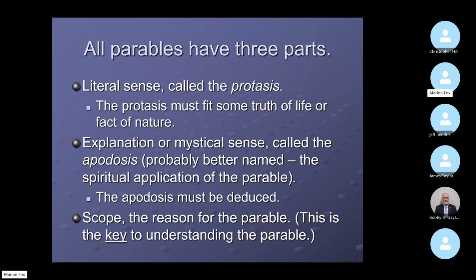The scope, however, is the reason for the parable, and you have to get it from the context. This is the key to understanding the parable. If you don't know the scope of the parable, you may not know the lesson being taught. You have to find the scope to find the lesson.